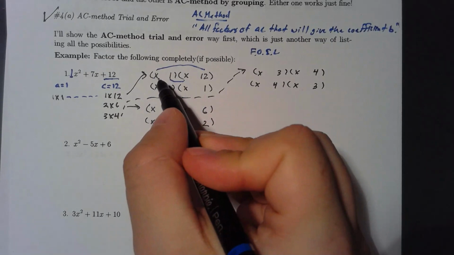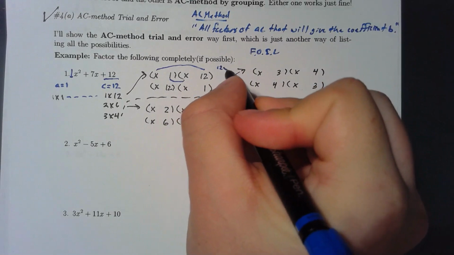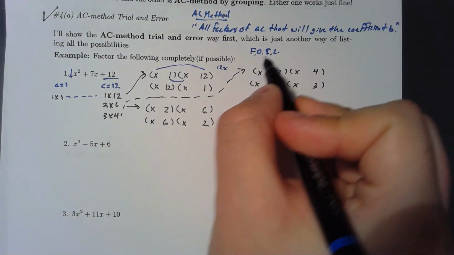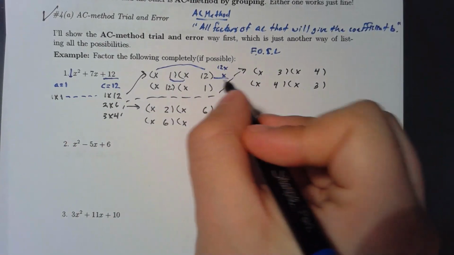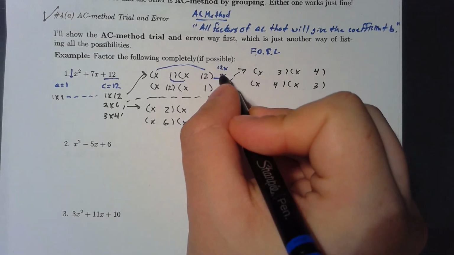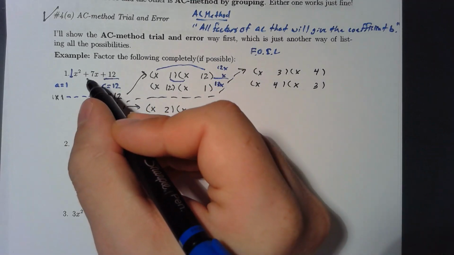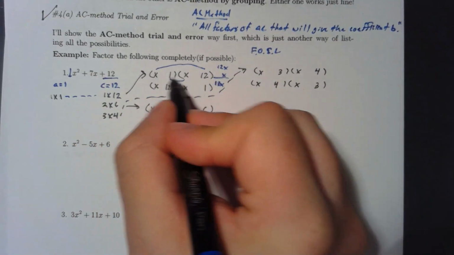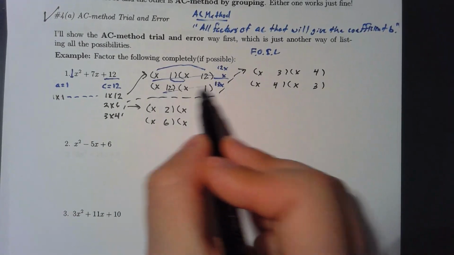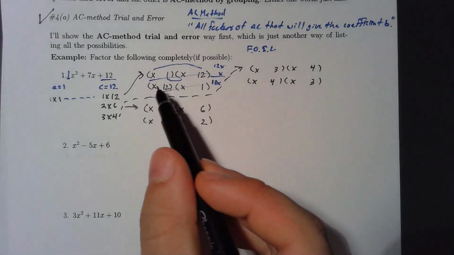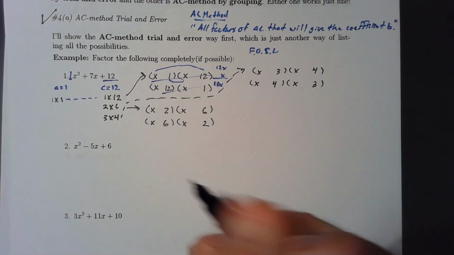So if I look at this first one, I'll just jot this down here. x times 12, that's 12x. That's the outside. The inside is going to be 1 times x, which is x. Am I going to get 7x from that combination? No, I'm not going to. I could get 13x if I add them together, but I don't have 13x, I have 7x. So this first possibility is not going to work. And it's very likely that this one isn't going to work either, so we could get rid of that one as well, because I'm going to have x and 12x as opposed to 12x and x.